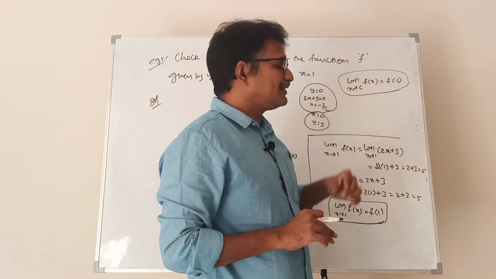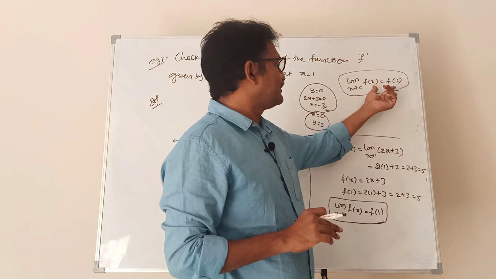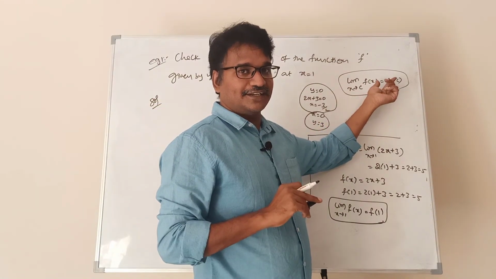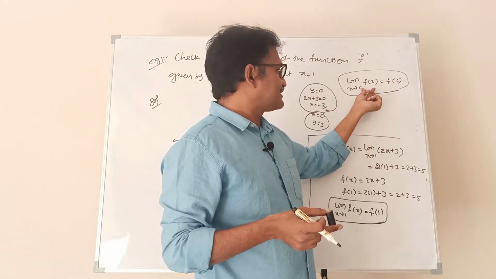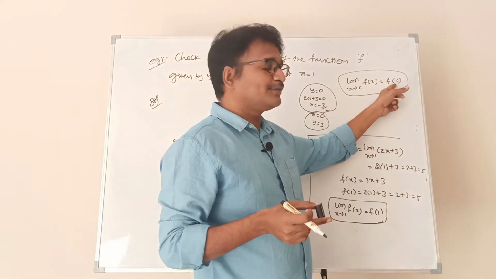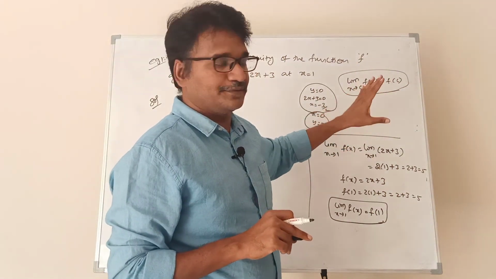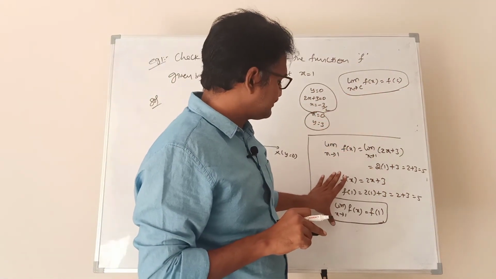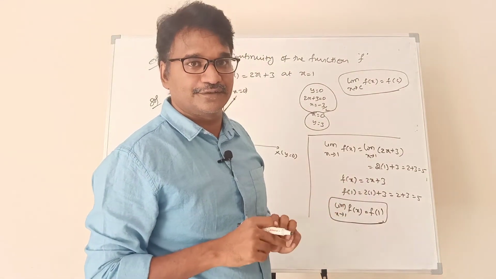Therefore you will always get the same value, but it is not like you will not get both equal in a removable discontinuity. I will explain that in the next video. Also, if the limit as x tends to c of f of x is not equal to f of c, you will get a removable discontinuity. So this is one way of checking whether the graph is a continuous function or a discontinuous function.